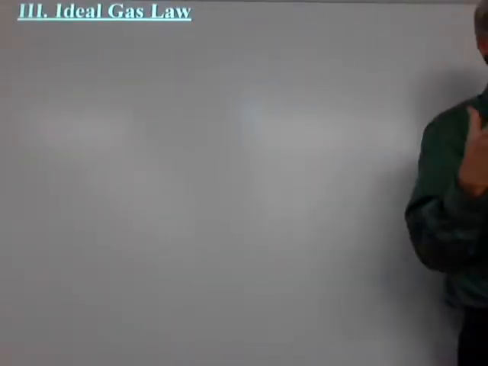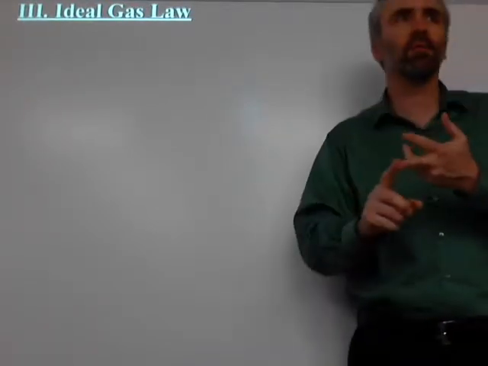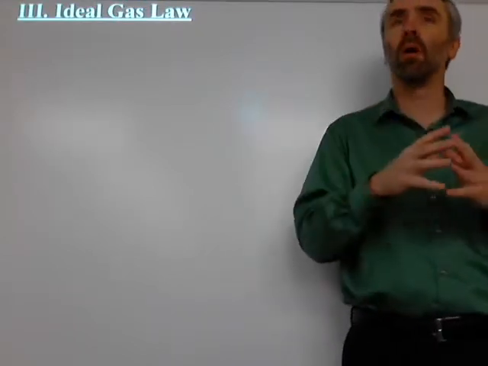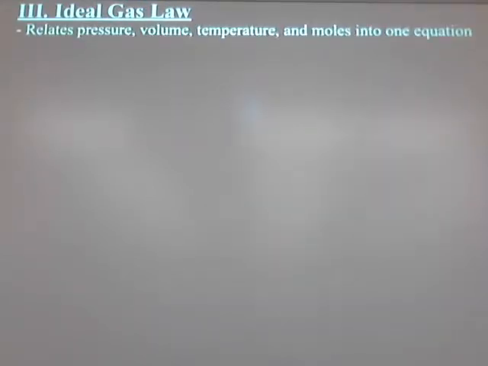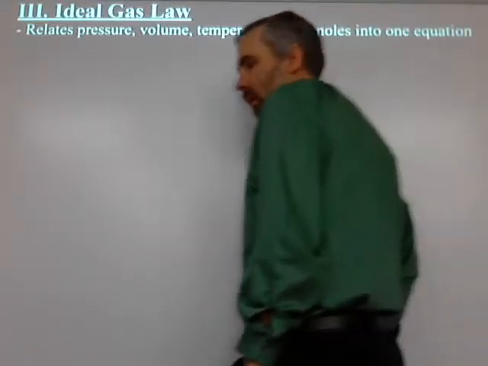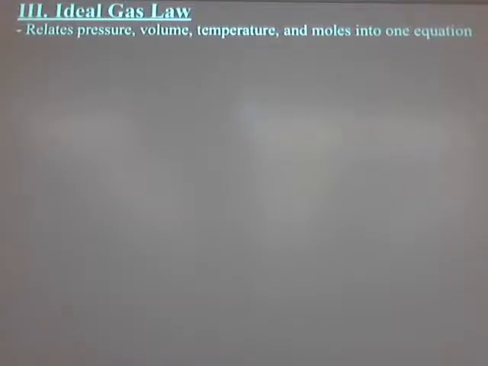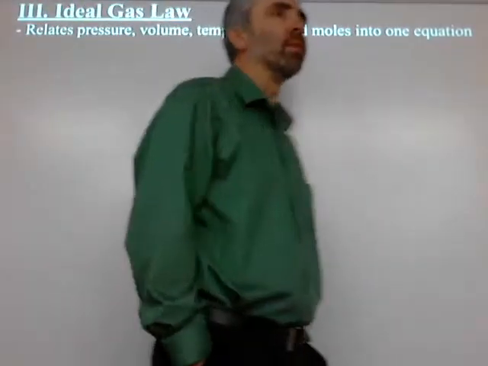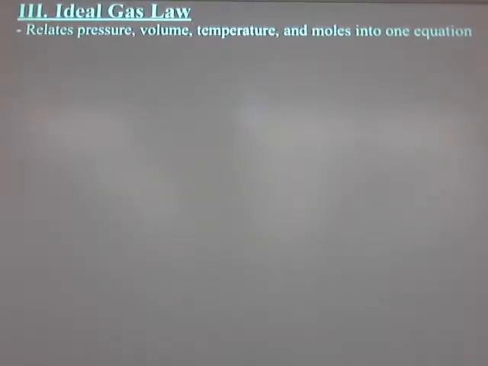It relates all those variables that we learned about last chapter, pressure, volume, and temperature, together with the mole into one equation. Pressure, volume, temperature, and moles into one equation. It's supposed to be one big equation. It's actually not that bad. It's actually got fewer variables than the V2, P2, T2 thing, because there you were having changes in volumes and temperatures and pressures. So it actually has fewer variables.